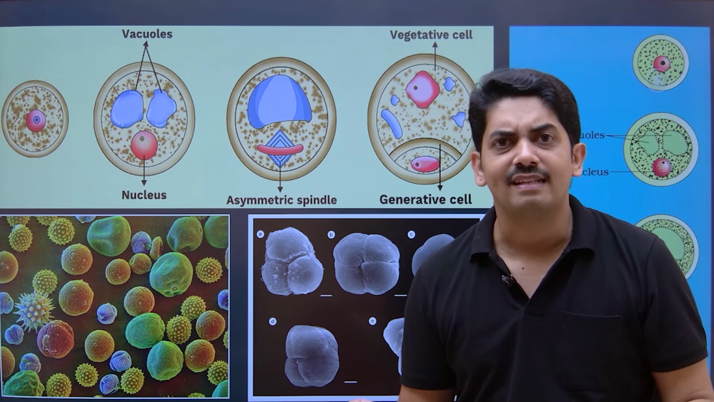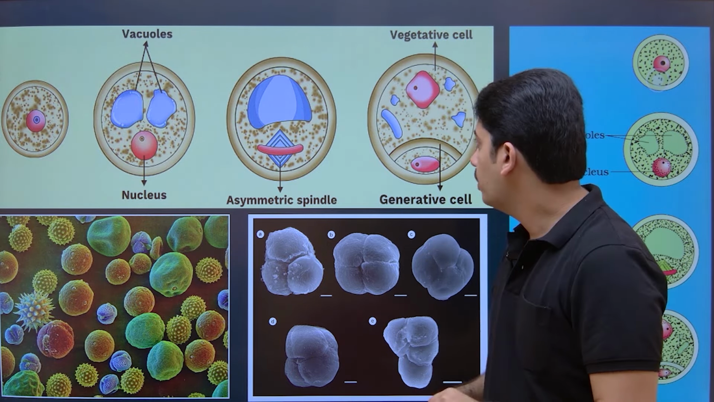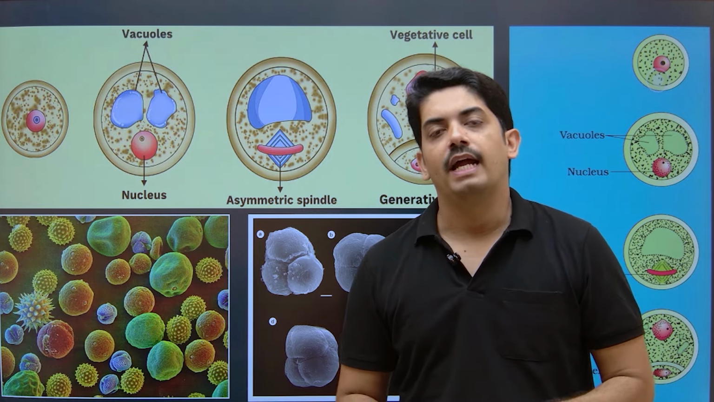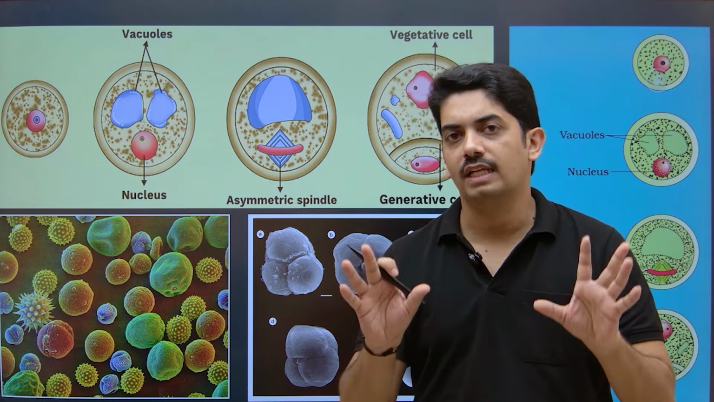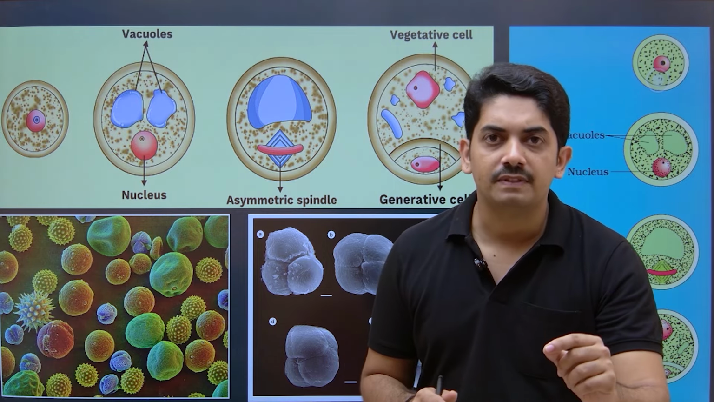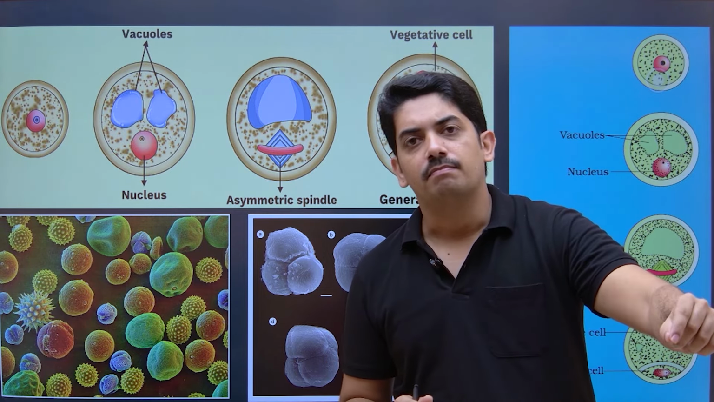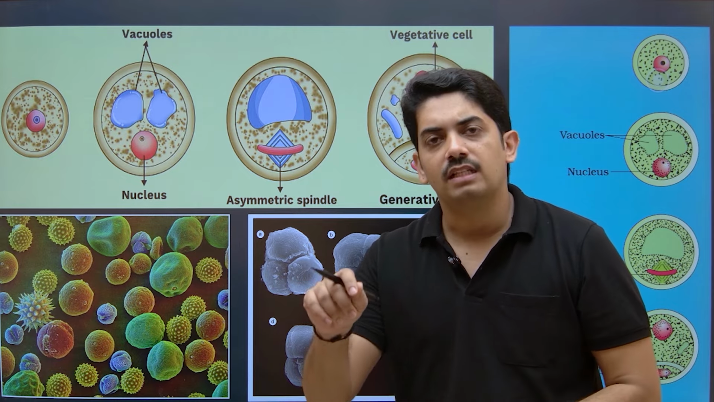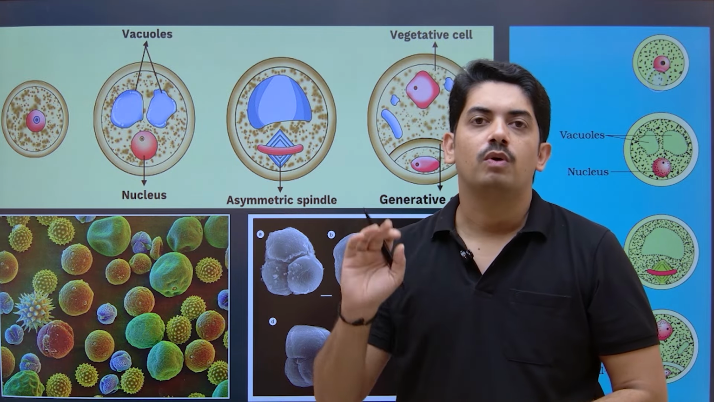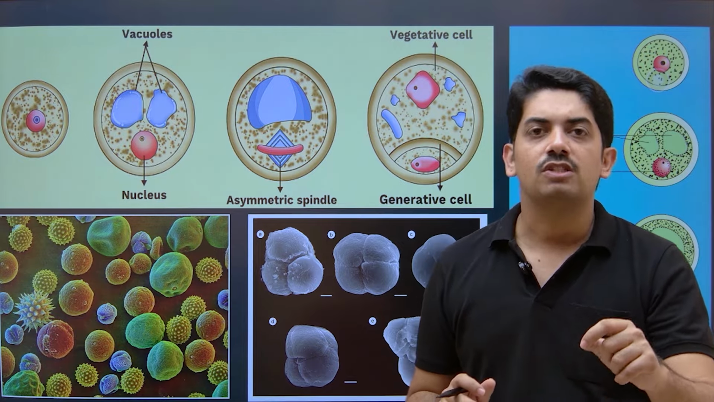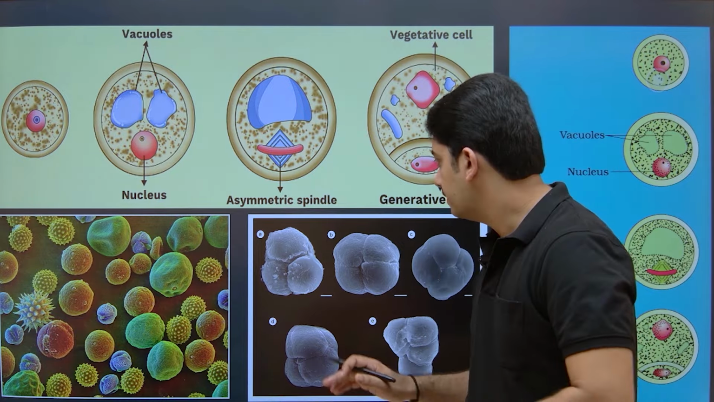Now again a question, what is 3-celled stage? Very important. This generative cell further undergoes mitotic division and forms 2 generative cells. These 2 generative cells have 2 male gametes, which are responsible for double fertilization. One of the male gametes goes and binds with the egg, and fertilization takes place. Another male gamete goes and binds with the polar nuclei, and fertilization takes place. These two take place together. That is why we use the term double fertilization.